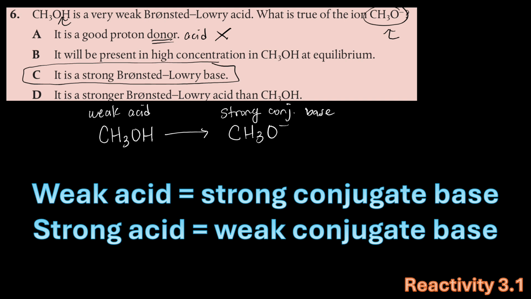And then D, it is a stronger Bronsted-Lowry acid than CH3OH. That is not true. They're a conjugate acid-base pair. Since CH3OH is your acid, then CH3O- would be your base.